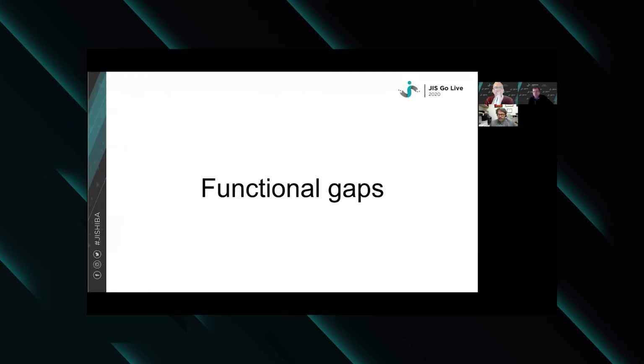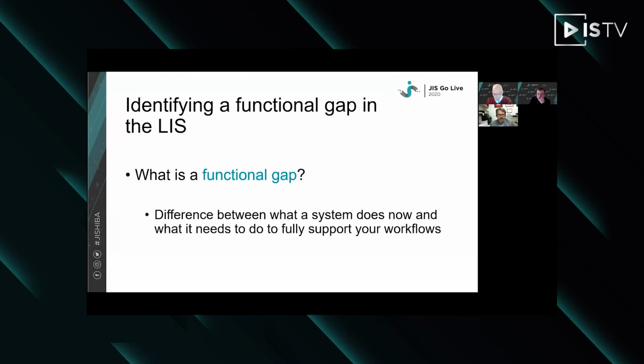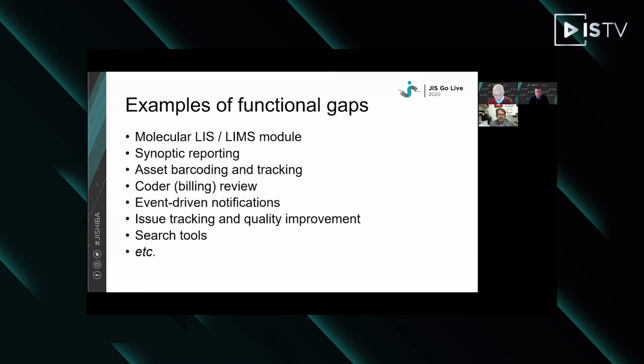So first of all, let's talk a little bit about what a functional gap actually is. Functional gaps are quite simply just differences between what a system does now, your current state, and what you really need it to do to fully support your workflows. Here are some examples of functional gaps that I've encountered in my career with relationship to the LIS.